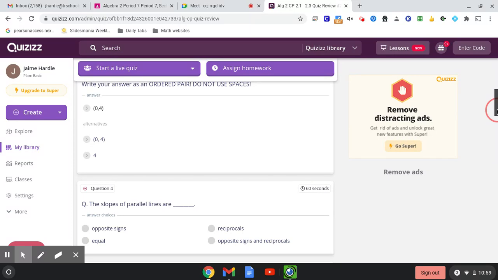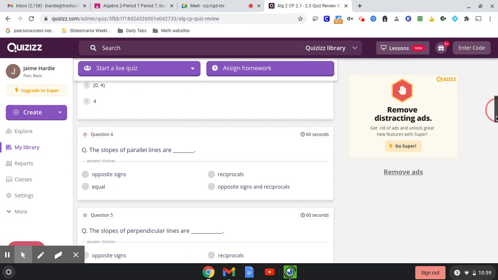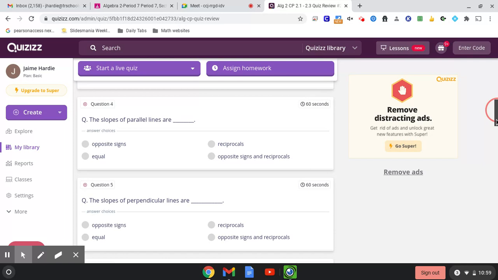I'm going to go to the next question really quick because it's very similar. The slopes of perpendicular lines are... Remember, perpendicular lines meet and they meet at a 90-degree angle. The reason they meet at a 90-degree angle is because of what their slopes are to each other. And there are two conditions. The perpendicular slopes have to be opposite signs and reciprocals.